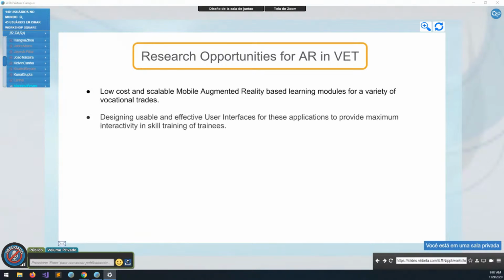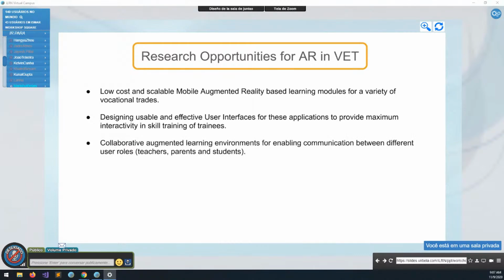Coming to the next opportunity, since till now augmented reality in mainstream education has still been a semi-active experience, I think vocational skill training provides the challenge, being very hands-on skills, to have more active and interactive user interfaces and provide students with maximum interactivity in skill training.